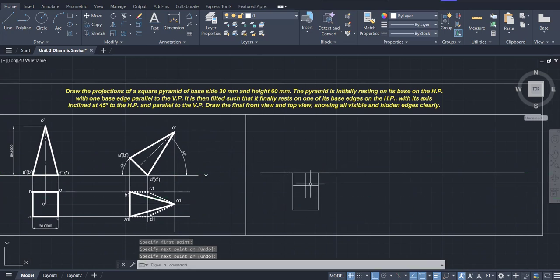Draw a line, and from here draw 60. As the height is mentioned as 60 in the question, and as it is a pyramid, draw a triangle like this shape.